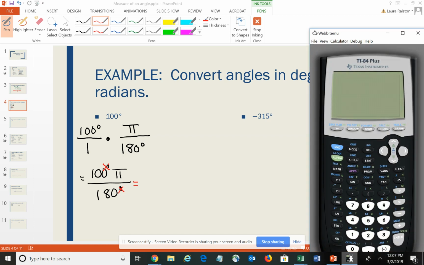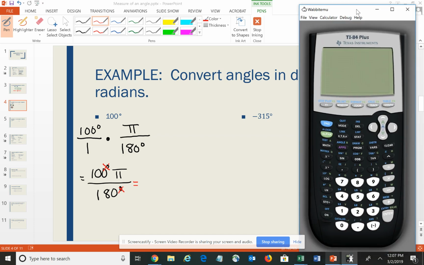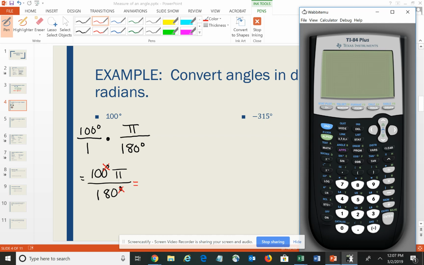Now you might be able to do that in your head, and if you can, that's fine, but you can also use your calculator. On your calculator, we can enter 100 divided by 180, and then I'm going to press the button that says math and choose option 1, which is fraction or frac. So it's going to give me a fraction. You want to leave it in fraction form. You do not want to convert radians to decimals. So we would have 5/9.